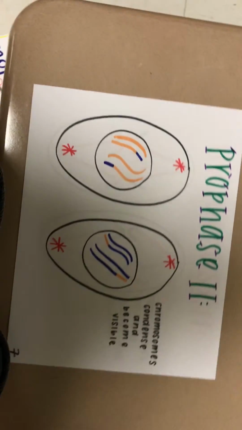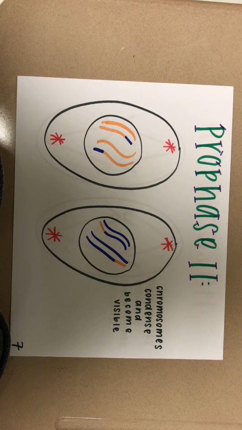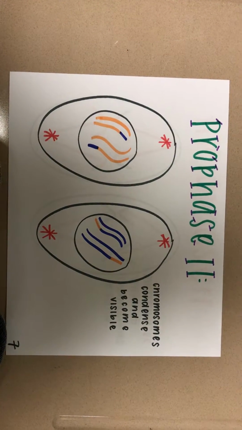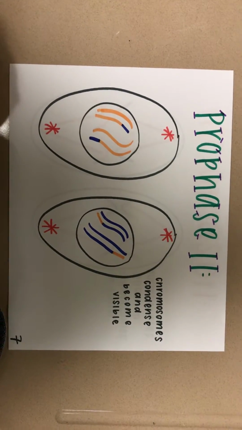In prophase 2, which occurs after telophase 1, the nuclear envelope breaks down and the spindle apparatus forms. The chromosomes condense and become visible.